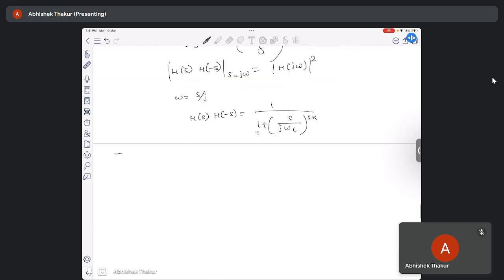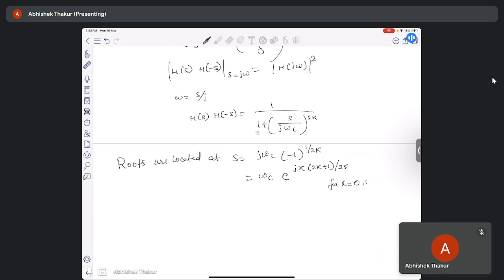So now, the roots of the denominator polynomial are located at the following points in the S-plane. So roots are located at s is equal to j omega c times (-1) to the power of 1 by 2k. Okay. So this will become omega c e to the power of j pi (2k plus 1) by 2k, for k equal to 0, 1, 2, dot dot, 2k minus 1.